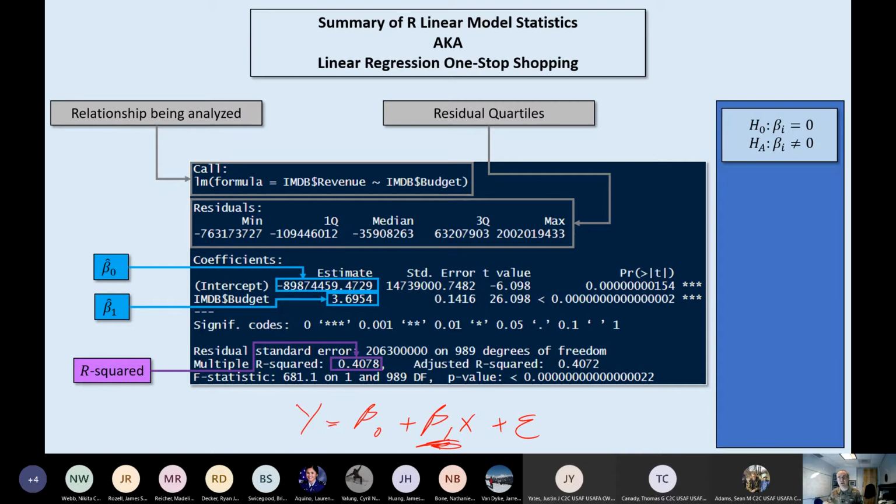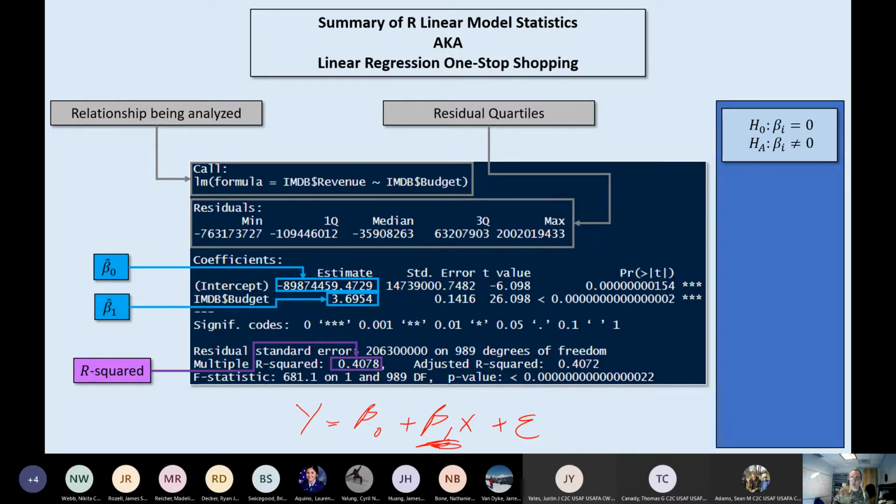So when my null hypothesis is beta 1 equals 0, if my alternative is that beta 1 is not equal to 0, then what I'm saying is my alternative hypothesis is that there is some type of linear correlation between y and x, right?